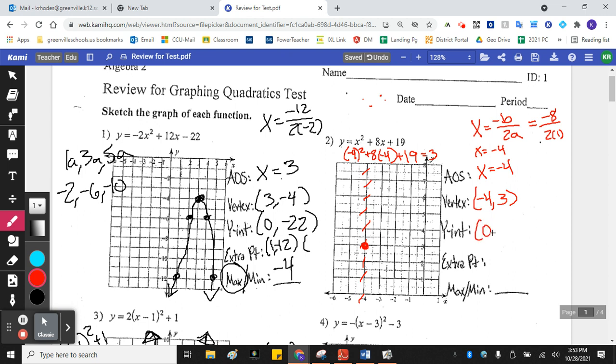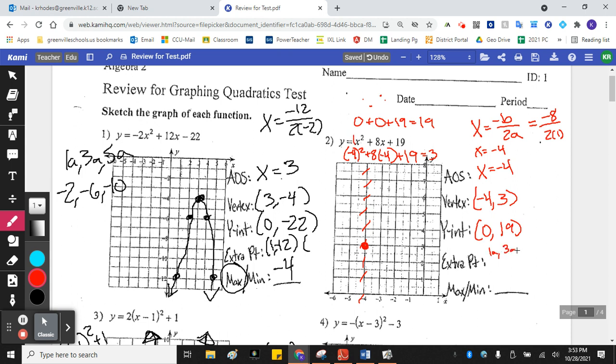Y-intercept, you always plug in 0. 0 squared is 0, plus 8 times 0 is 0, plus 19. 0 plus 0 plus 19 is 19. 0, 19. That means this graph is opening up, and a is 1, so it does.